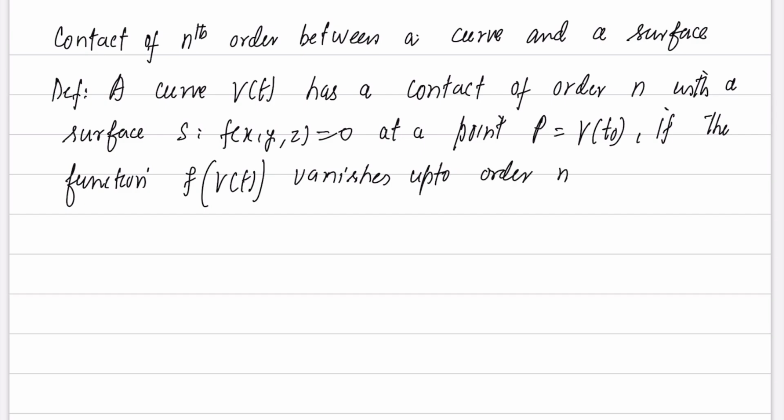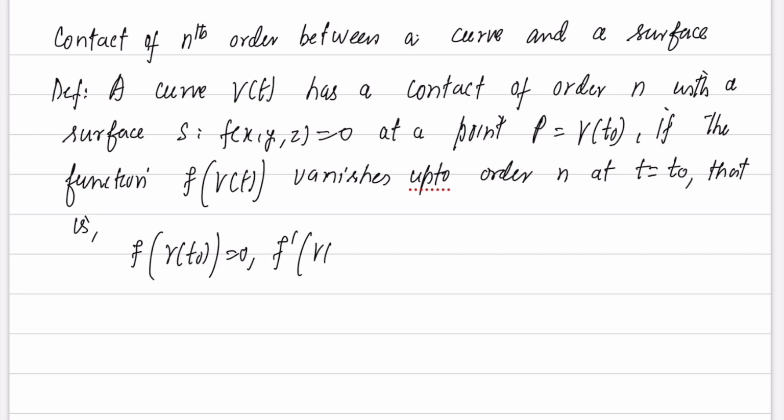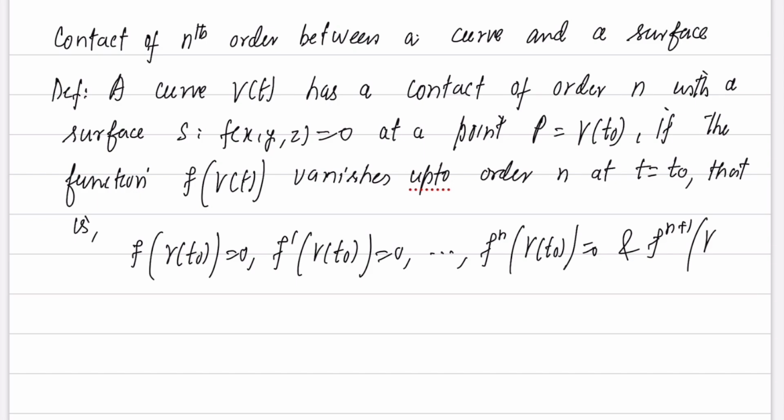The contact holds if the function f of gamma of t vanishes up to order n. Now what we mean by vanishing up to order n at the point t equal to t naught is that first we have f of gamma of t naught equal to 0, f dash of gamma of t naught equal to 0, and so on. The same thing happens up to the nth order derivative, f^n of gamma of t naught, which is also equal to 0, and finally the (n+1)th derivative f^(n+1) of gamma of t naught is not equal to 0. So this is what we mean by saying a curve gamma of t has a contact of order n with a surface.